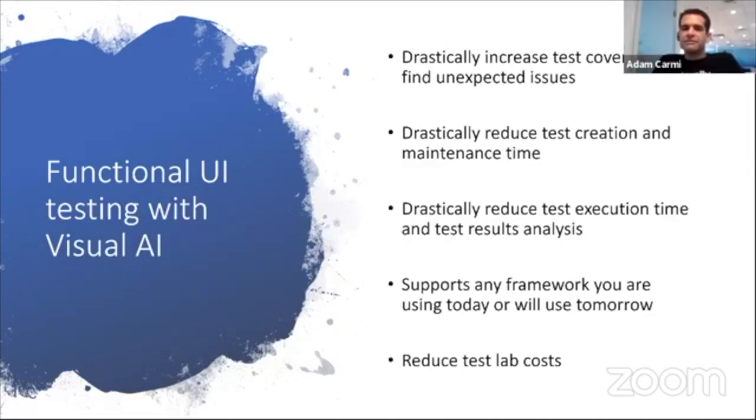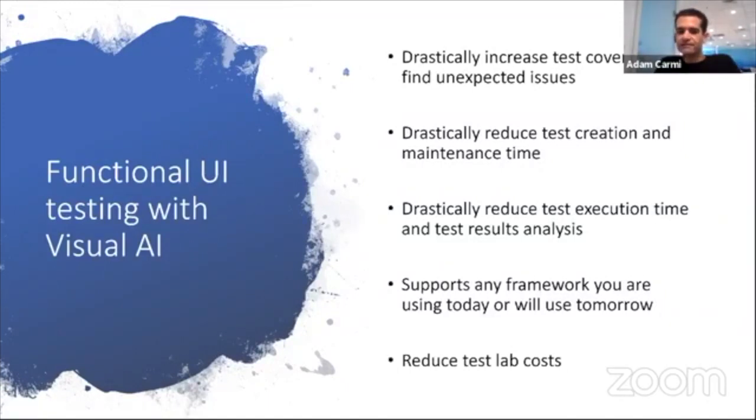So to conclude, the combination of functional UI testing with visual AI and the ultrafast grid can drastically increase the test coverage and let you get a lot more out of your automated tests by finding unexpected issues. It drastically reduces the time it takes you to create new tests and the time to maintain them, because you need to write much less code and the rest of the maintenance can be done by anyone and doesn't require coding skills.